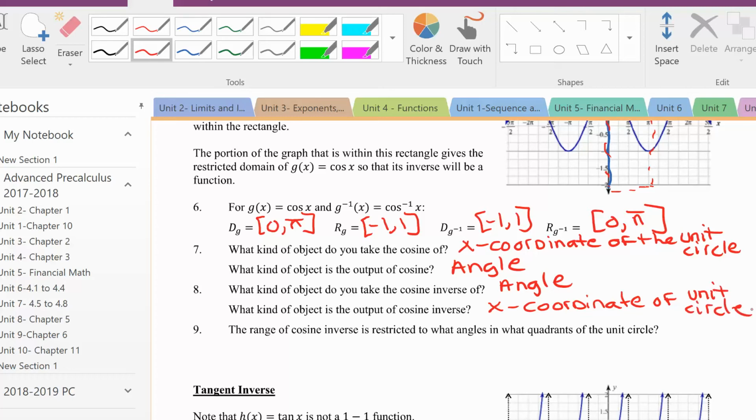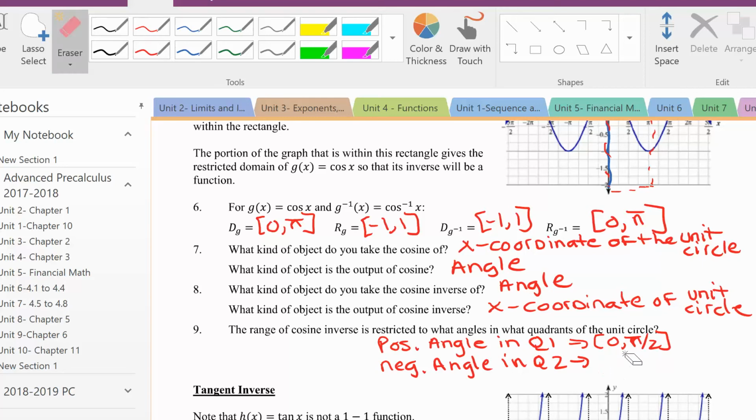The range of the cosine inverse is restricted to what angles and what quadrants? Well, if it's a positive angle, it's going to be in quadrant 1, and that means it's going to be between 0 and pi over 2. And if it's a negative angle, it's in quadrant 2, and that means it's going to be between pi over 2 and pi.